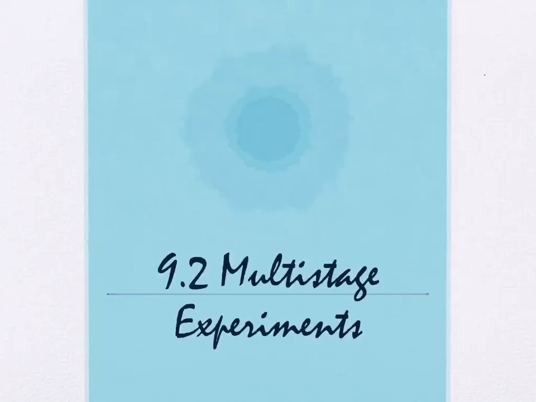9.2, we're going to continue our discussion of experiments today. What happened in 9.1 was what's called single-step or single-stage experiments. We only did whatever our experiment was one time. So if you rolled the dice, you rolled them one time. If you had a child, you had one child. If you played the game, you played it one time. Whatever it was only happened one time.